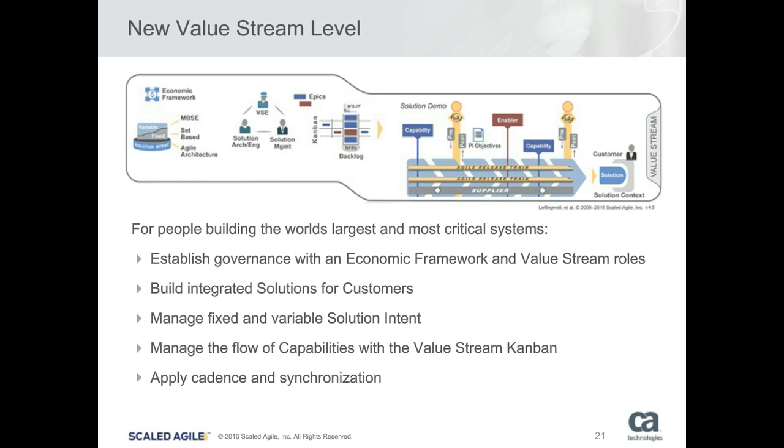So SAFe defines the difference between what you would describe as an operational value stream, maybe making a widget, or an operational value stream might be I build a customer, did I get my payment, and the development value streams, which are the systems underneath that.